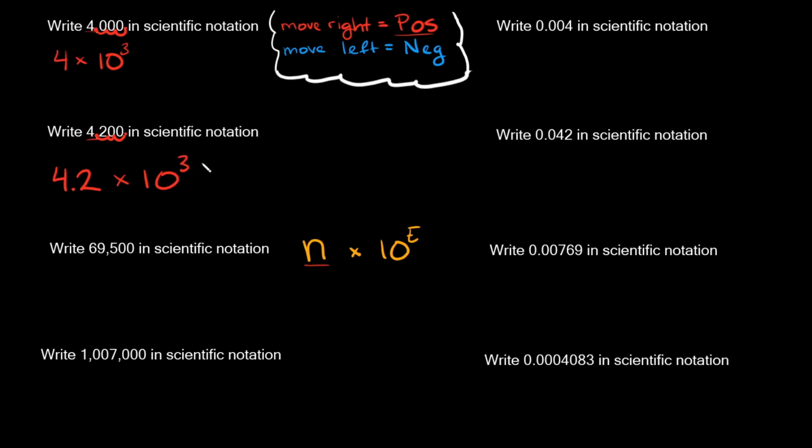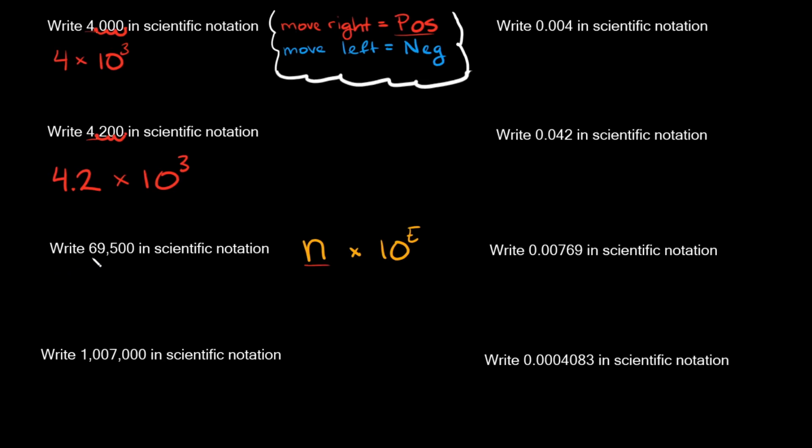And then the only thing we have to figure out is if this exponent right here should be positive or negative. And in this case, it should be positive again, right? Because we moved our decimal to the right. Okay, so 4,200 written in scientific notation is 4.2 times 10 to the 3rd power, okay? Now, let's go to this next one.